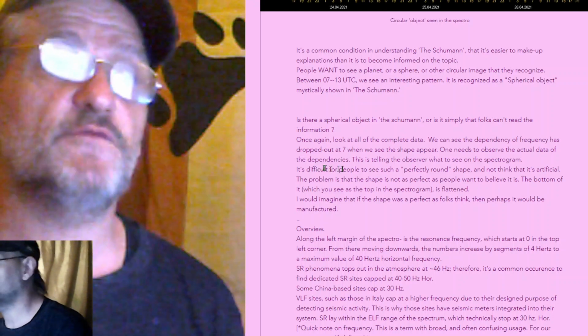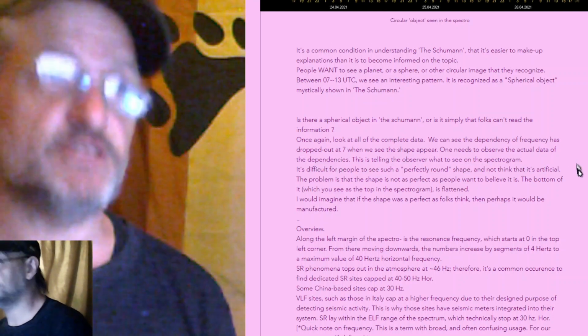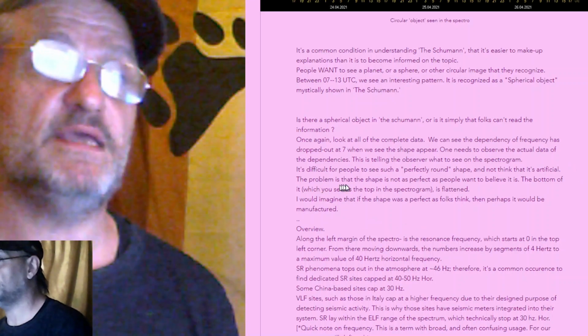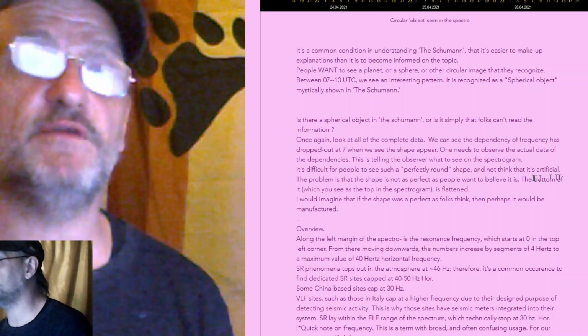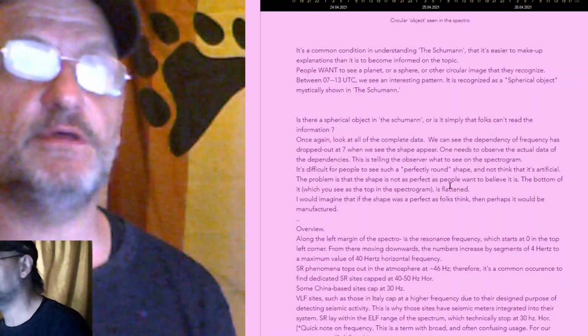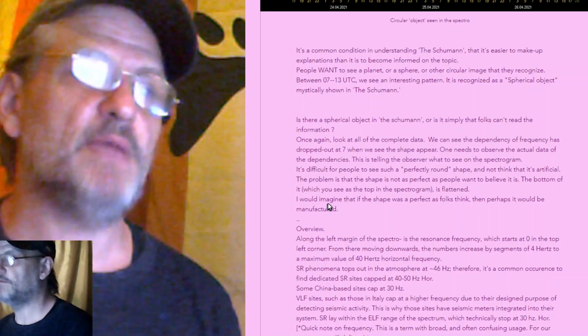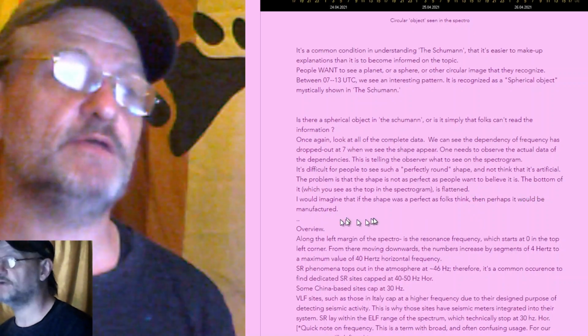It's difficult for people to see such a perfectly round shape and not think that it's artificial. The problem is that this shape is not as perfect as people want to believe it is. The bottom of it, which you would see as the top of the spectrogram, is flattened. I would imagine that if the shape were as perfect as people think, then perhaps it would be manufactured.